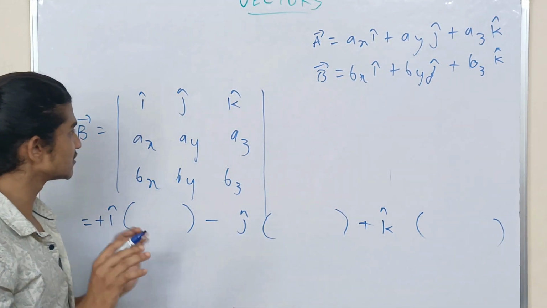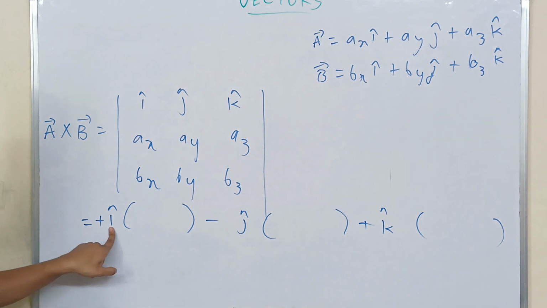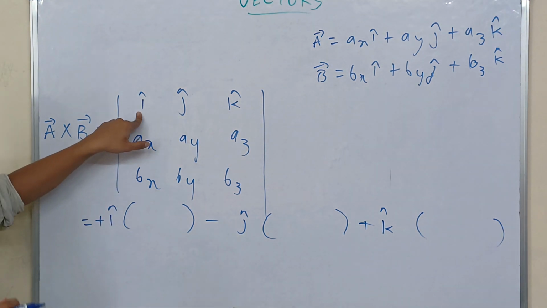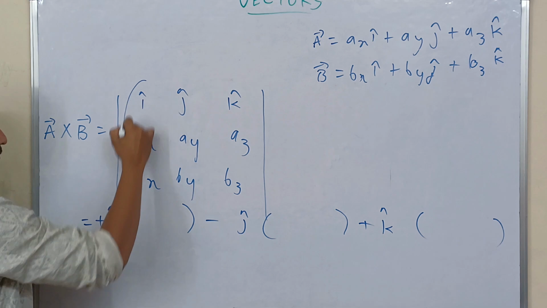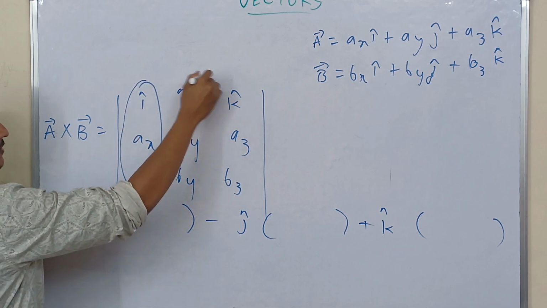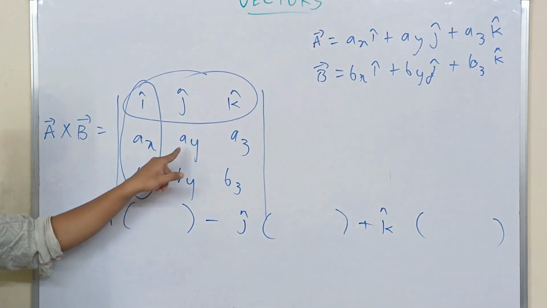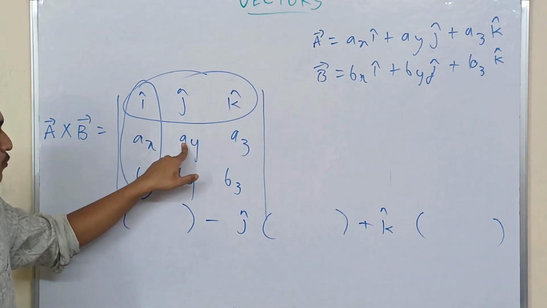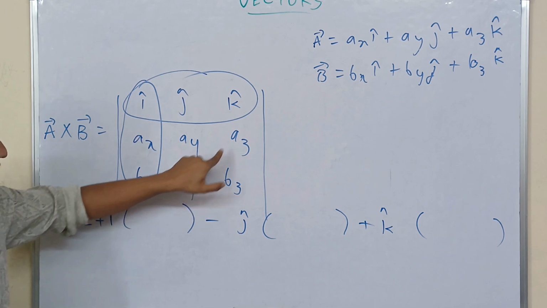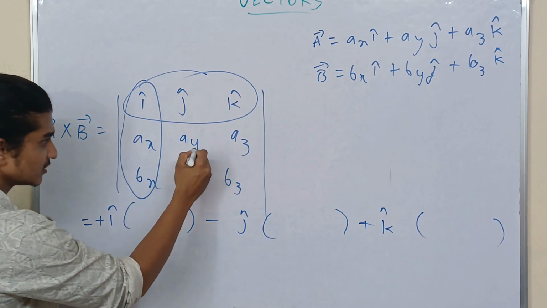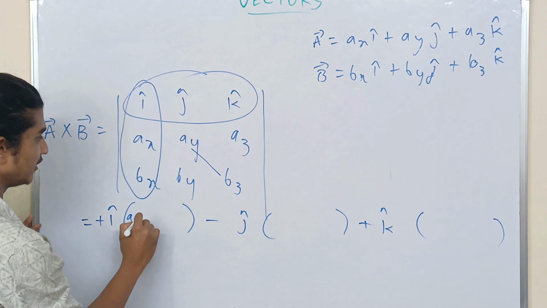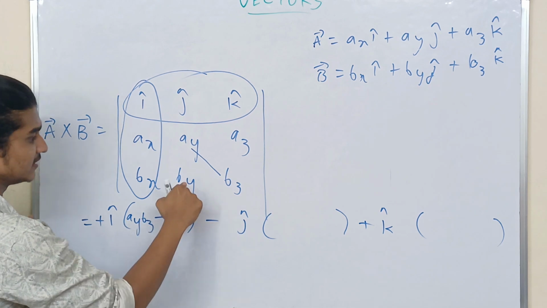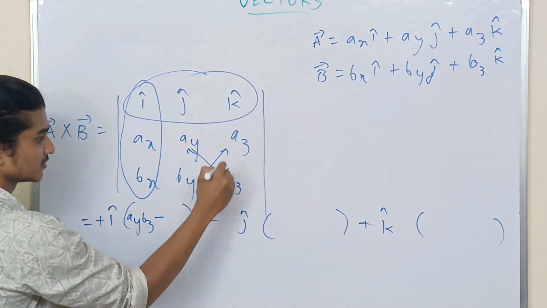Then comes the main rule. First let us go for the i cap. For i cap, you have to cancel the row and the respective column. Then you are left with these four particular numbers. Then you multiply these two numbers and multiply these two numbers. So this into this, so ay into bz, minus this into this. This is how the rule is.